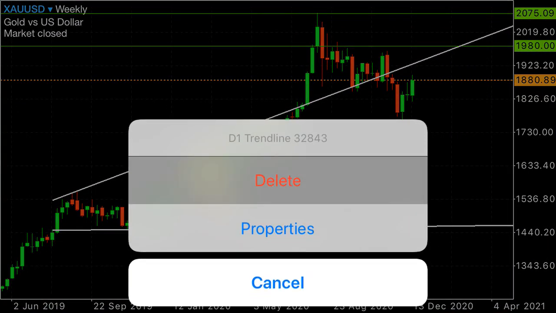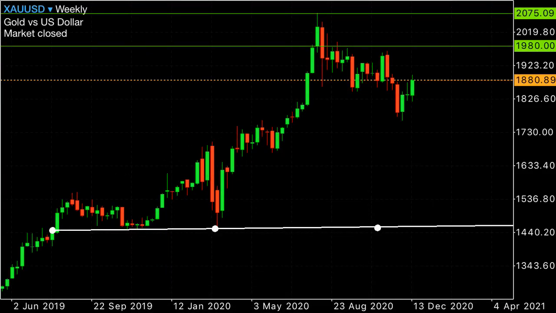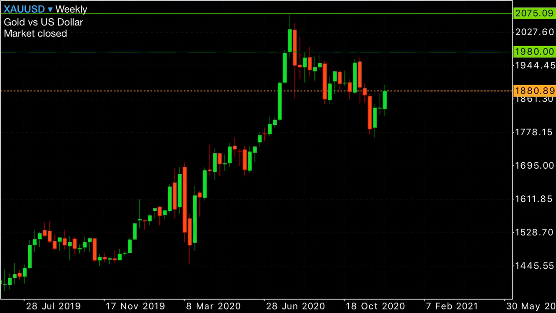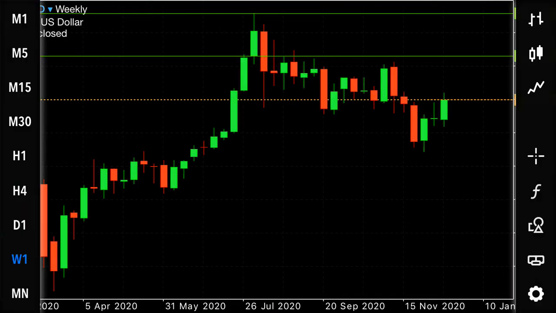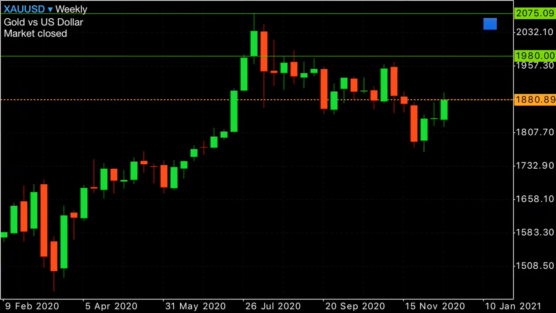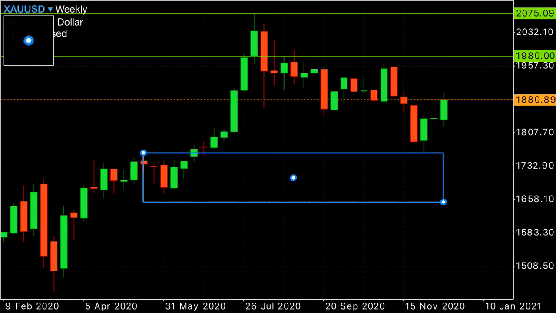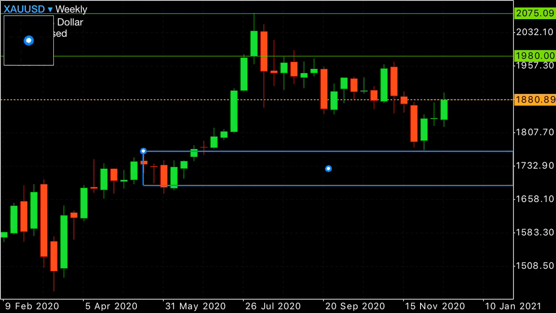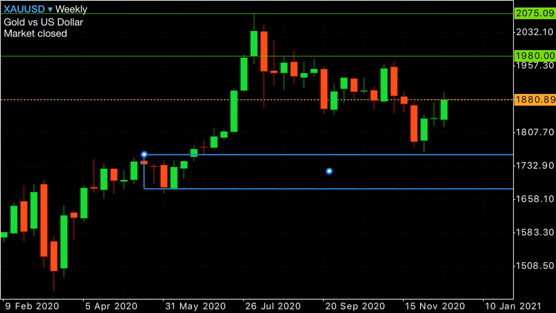Let's get rid of that. If you like to trade a bit of order blocks and OTE, optimal trade entry, then you could have a bullish order block along there whenever it fits up correctly.